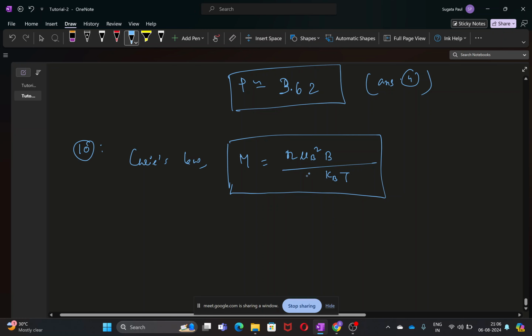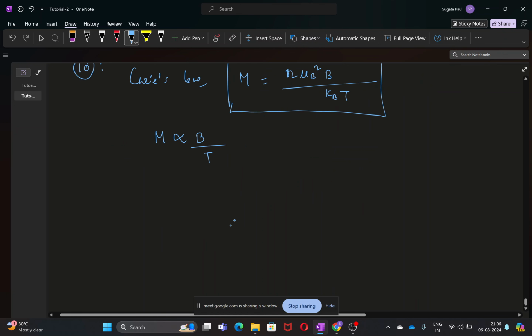Apart from the other terms which are constant, and for the same sample the n will be constant, so that is not something we need to bother about, but we have to get the relation between M, B and T. Here we directly see that M is directly proportional to B, but inversely proportional to T according to Curie's law. So by that form, your M2 by M1 will be B2 by B1 into T1 by T2. So your M2 is equal to M1 into B2 by B1 into T1 by T2.